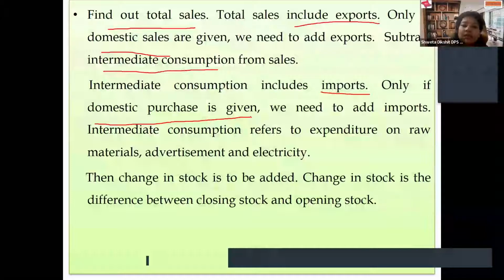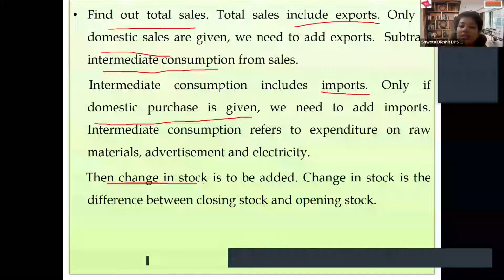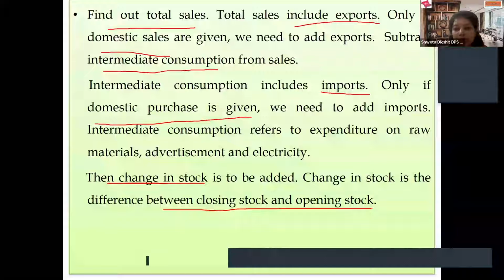After finding the value of sales and finding the value of intermediate consumption, we need to subtract them. After subtracting, whatever value is there, don't forget the change in stock. The change in stock is the difference between the closing and opening stock, that is closing minus opening stock. I hope it is clear to you.